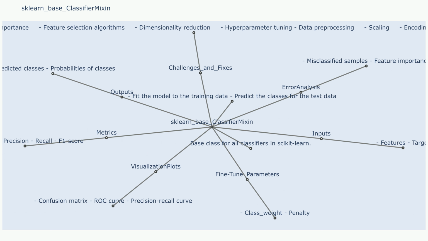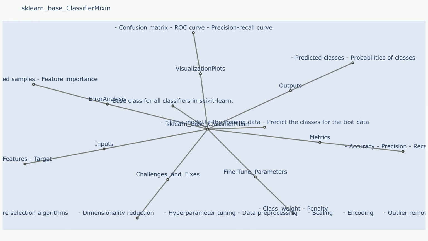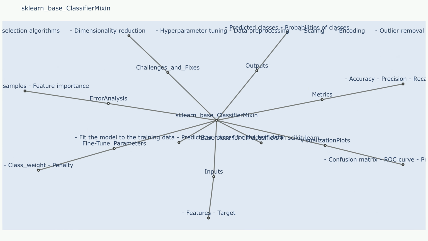Challenge 2: class imbalance. When one class has significantly more instances than others, the model may bias towards the majority class. Sample use case: in fraud detection, the number of fraudulent transactions is usually much smaller than legitimate transactions. Fixes: oversampling: duplicate instances of the minority class to balance the dataset. Undersampling: remove instances from the majority class to balance the dataset. Cost-sensitive learning: assign different costs to misclassifications depending on the class, making the model more sensitive to the minority class.